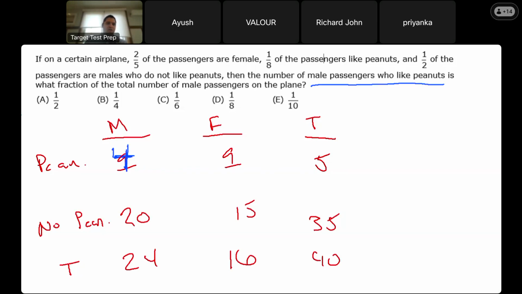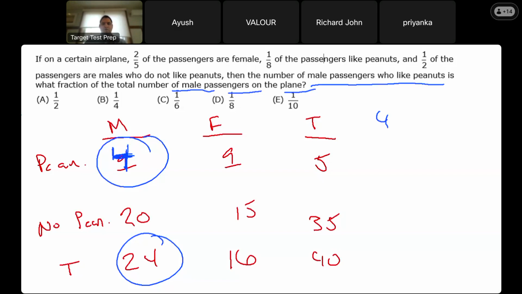The number of male passengers who like peanuts, which is 4, is what fraction, not of the total passengers. That's why some of you put 1/10. So you got to read carefully. Fraction of the total male passengers on the plane. Male passengers, of course, is 24. 4 over 24 is 1/6. So just be careful there, basically. That's a really nice question.